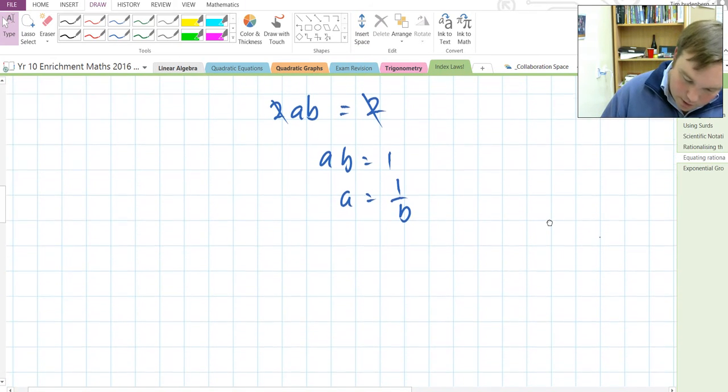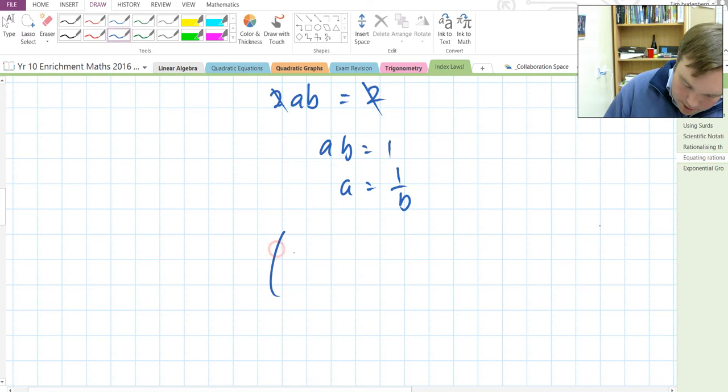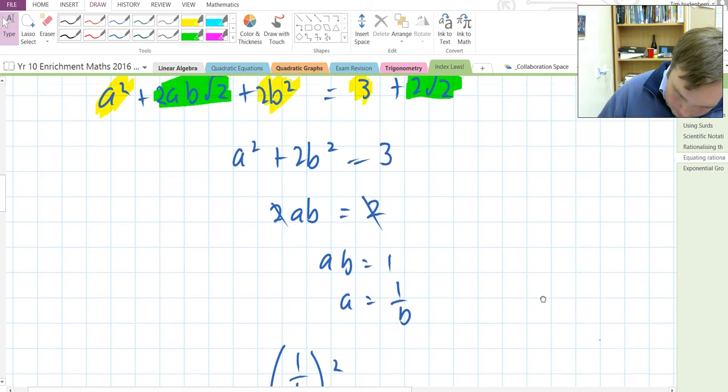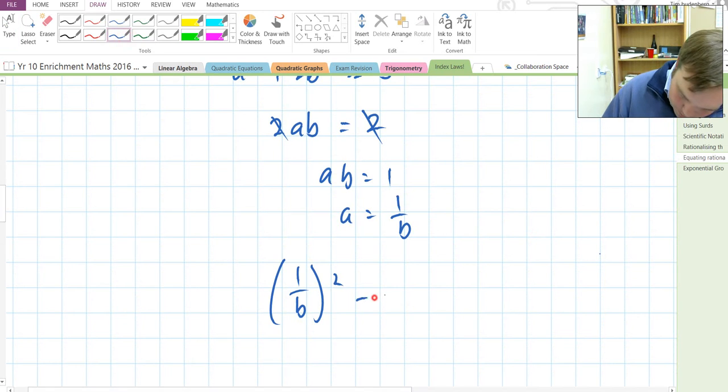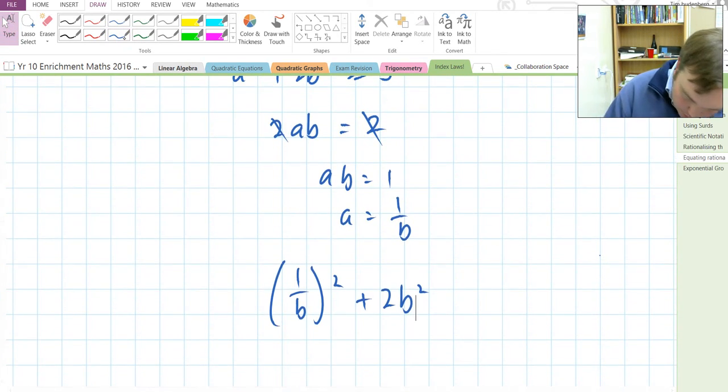So if a equals 1 on b, instead of a squared, I can write (1 on b) squared plus 2b squared is equal to 3.